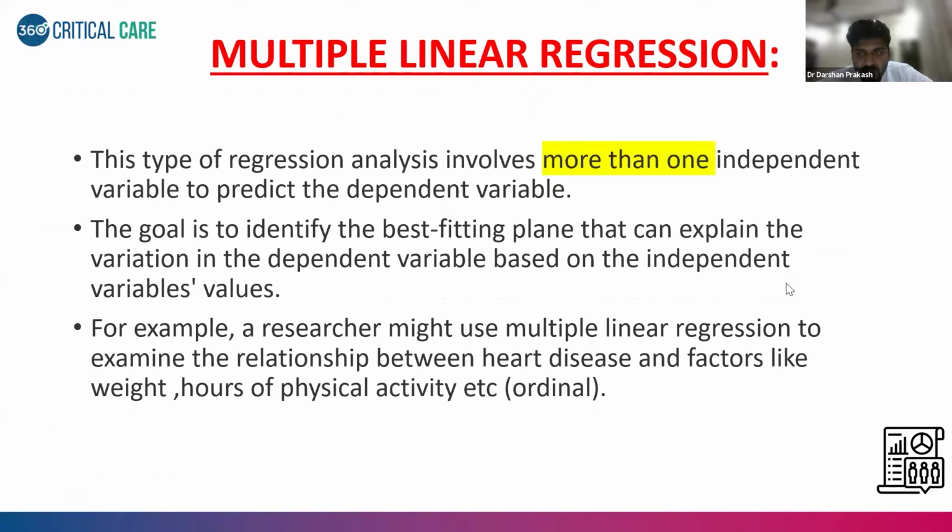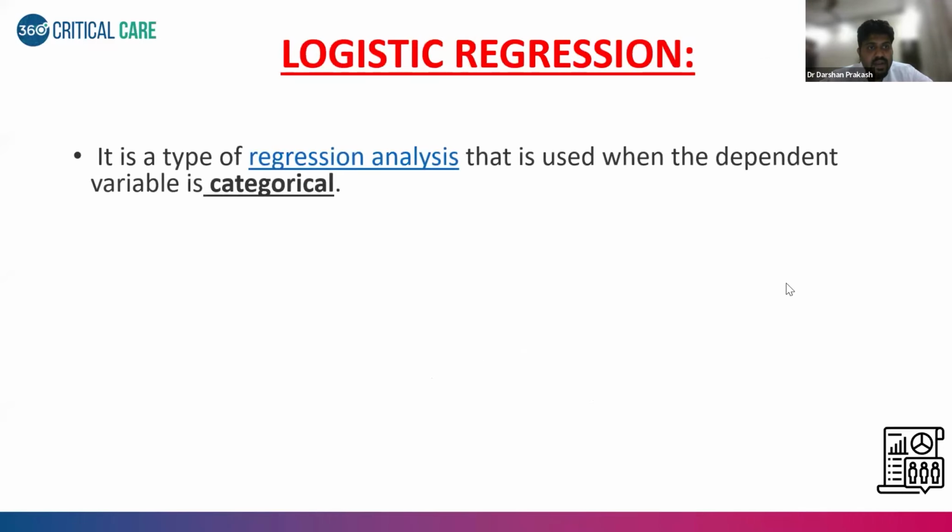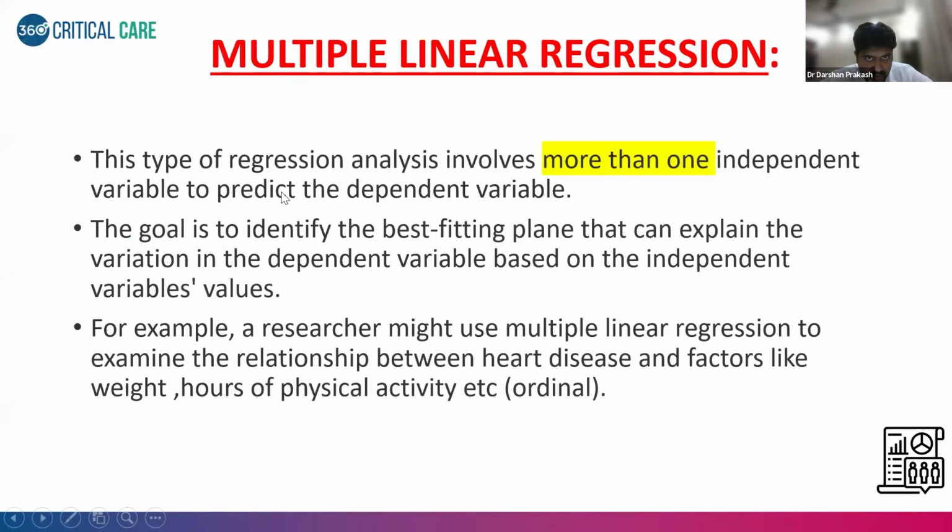Probably ordinal data is what you need to collect, and that will help us understand multiple linear regression. Coming to logistic regression, this type of regression analysis is used when the dependent variable is categorical. Previously, we took ordinal data for multiple linear and linear regression. What we are using here is categorical data.